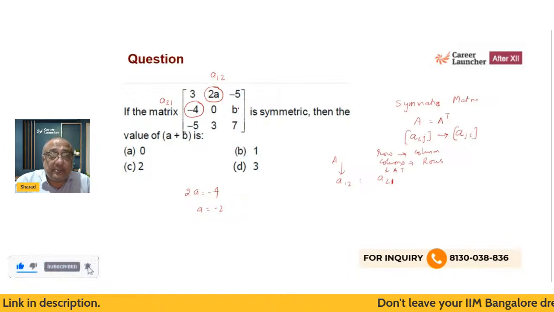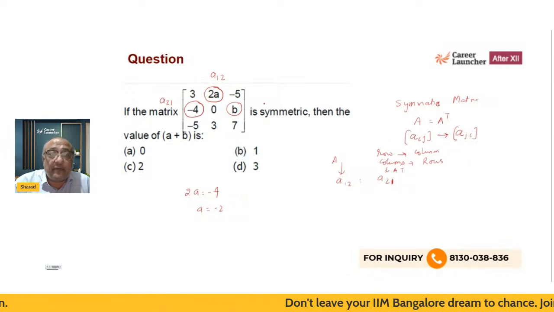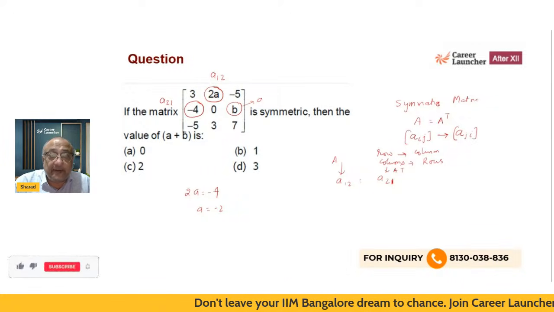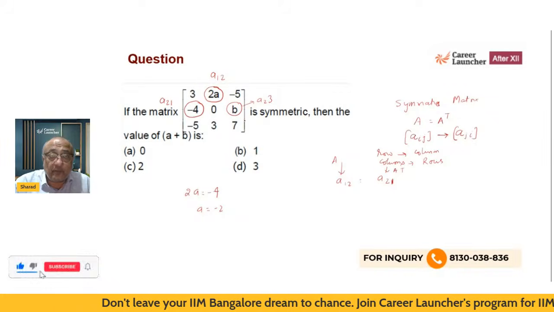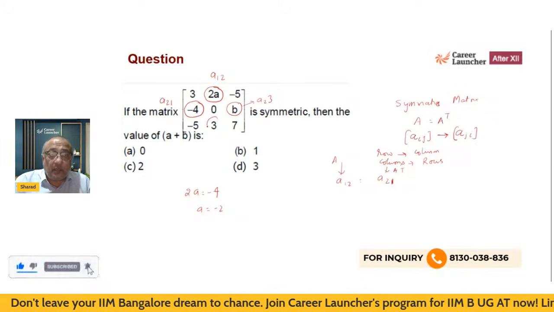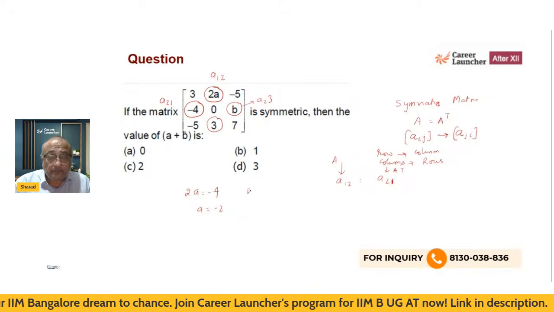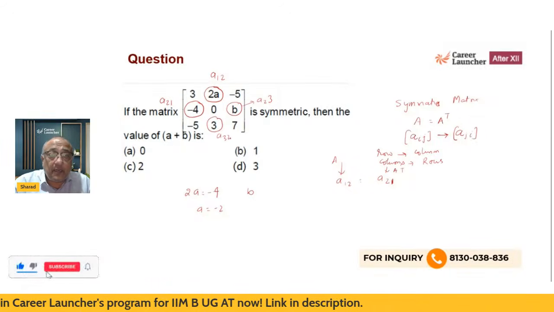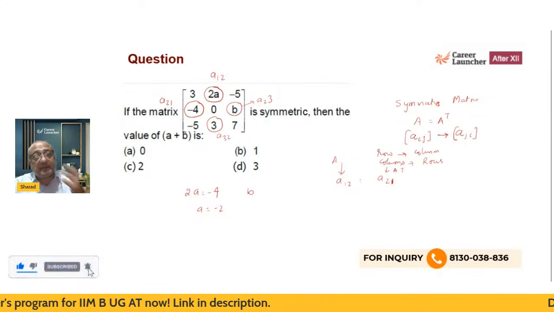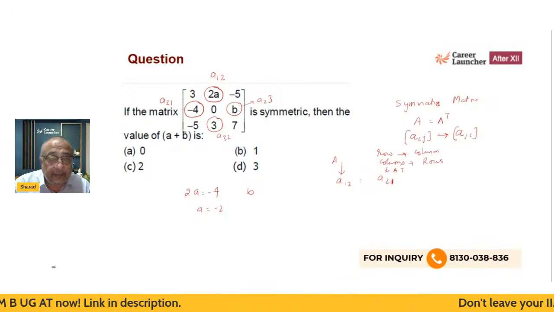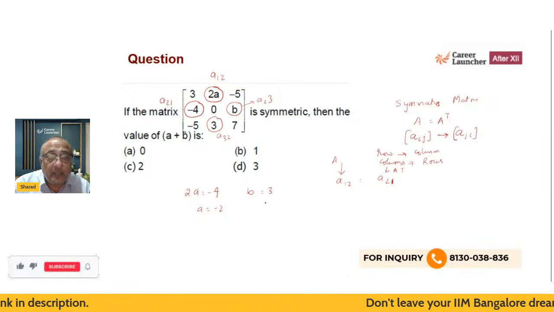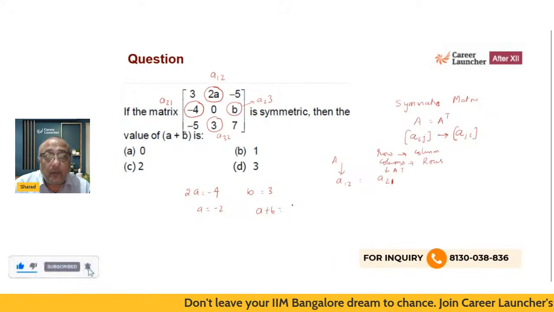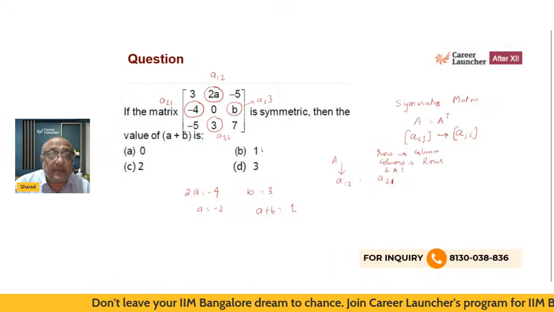And similarly, let's take B. B is what kind of an element? It is second row, third column. So of course it will be equal to third row, second column. So B is equal to this element, because when it gets transposed, the equality remains. So B is equal to 3. So A plus B is nothing but -2 plus 3, which is equal to 1.